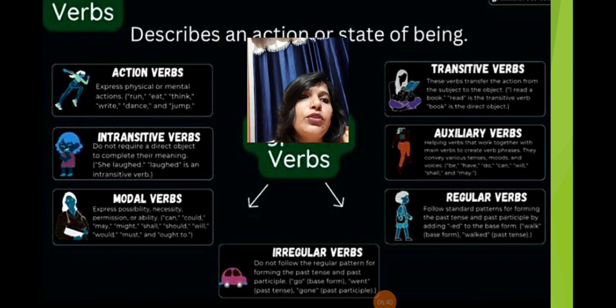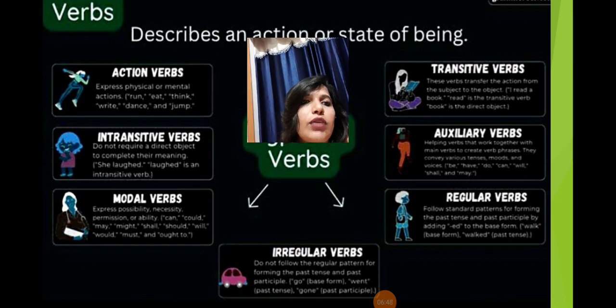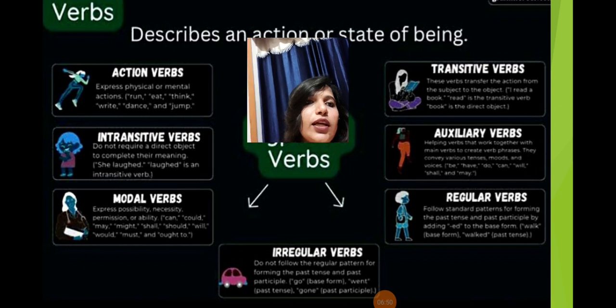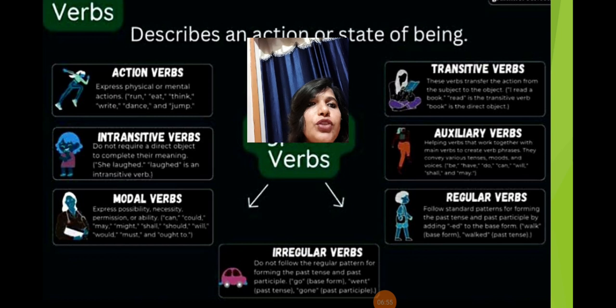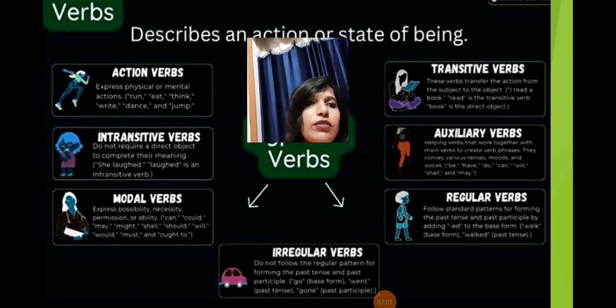So regular verbs are those which change with -ed at the end of the verb. For example, walk, walked, walked: in the second form and the third form, -ed is added. Jump, jumped, jumped, likewise. Play, played, played. So these are all regular, and they are also called weak verbs.